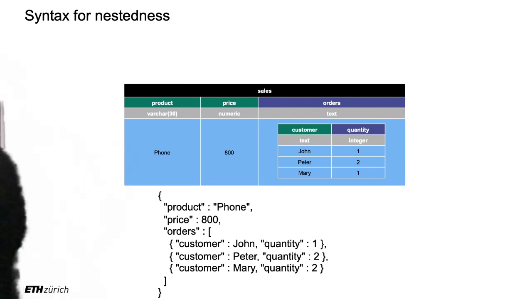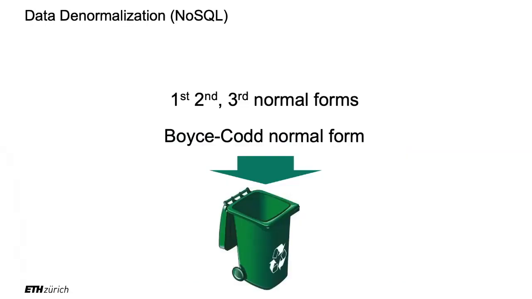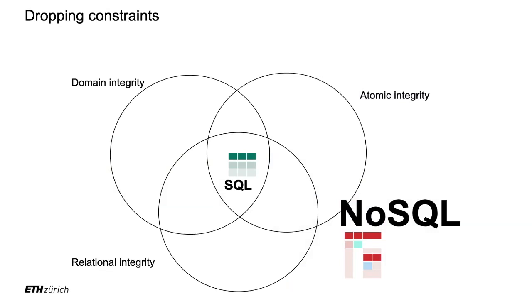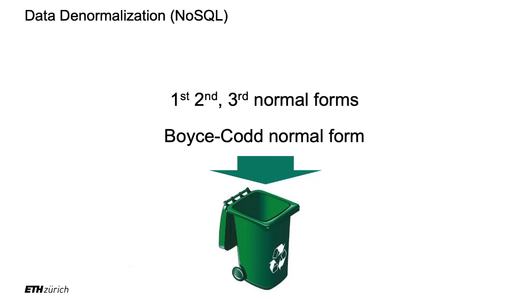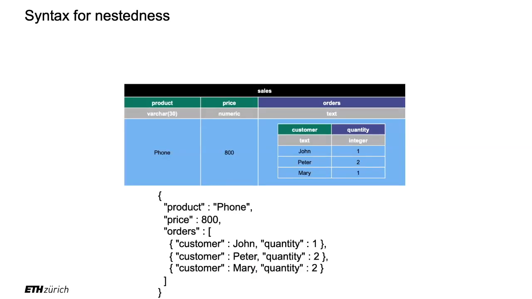So now you maybe start understanding that the reason why we use these new syntaxes, JSON and XML, is because of that. Because if we are strictly in SQL territory, then CSV is just fine. But if we leave the SQL territory by dropping atomic integrity, by dropping relational integrity, by dropping domain integrity, and even by dropping the Boyce-Codd normal form, then CSV doesn't work anymore, but JSON does. So this is how you would represent this row in JSON syntax. And of course, we'll go into details of the JSON syntax, right? This is just the appetizer here.